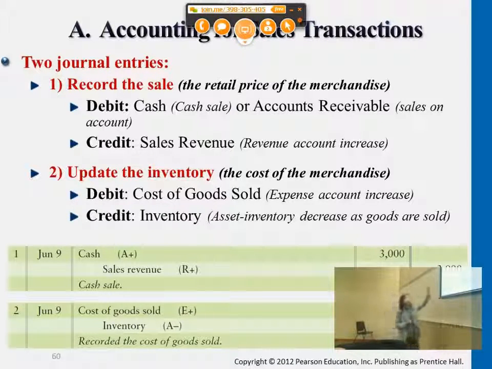Okay, so the first entry is the retail price, the price that you're getting from the customer. The second entry was the original cost that you used to purchase from your vendor, from your supplier. The company is trying to gain the difference between these two.